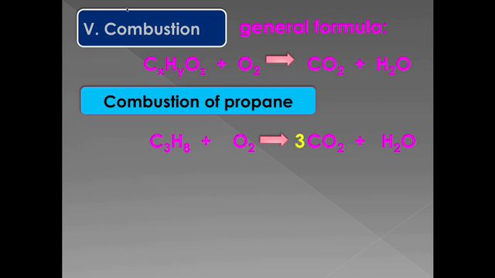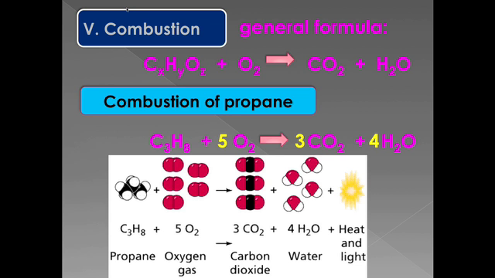Now I have to balance. I have 3 C's on the left, so I need 3 on the right. I have 8 H's on the left, so I need 8 on the right. Then I count up all my oxygens on the right, and I have 10, so I need 5 sets of 2, which is 10 on the left. Here's another visual of that, showing the balancing and how that worked.